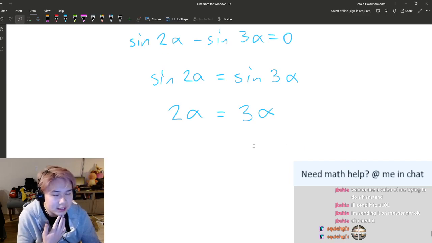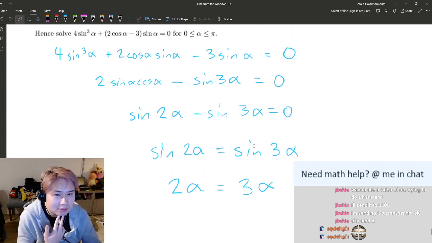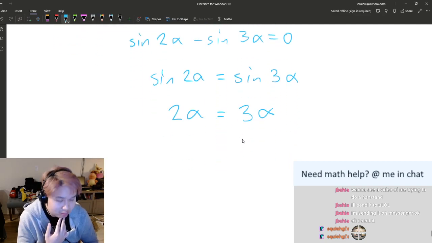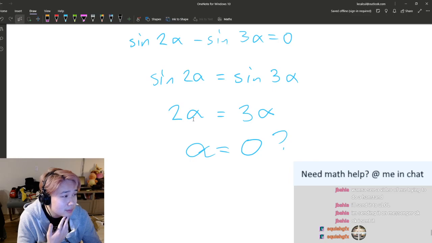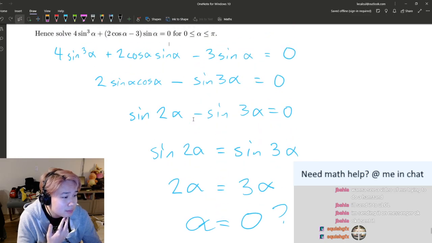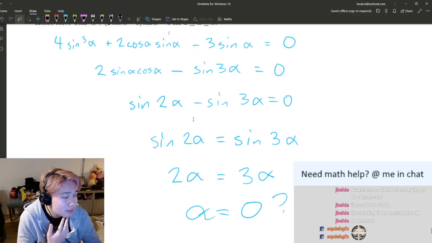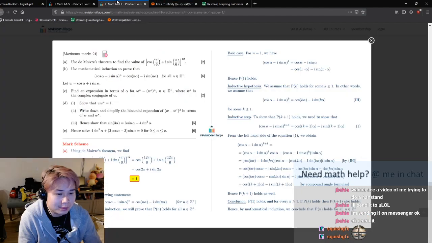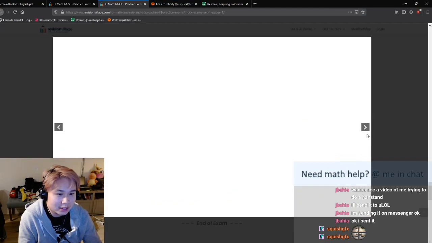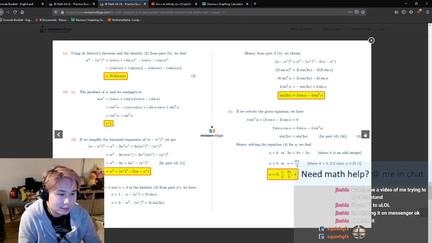Although, wouldn't this just be alpha equals 0 then? Is it really that trivial of an answer? Probably not. Probably messed up somewhere. Ugh. I do not have the brain power right now to go through all of this properly.